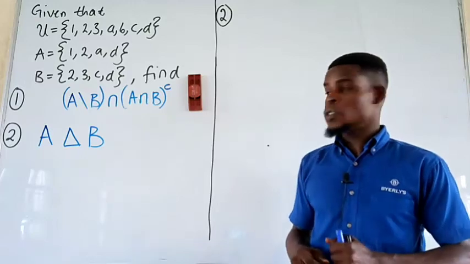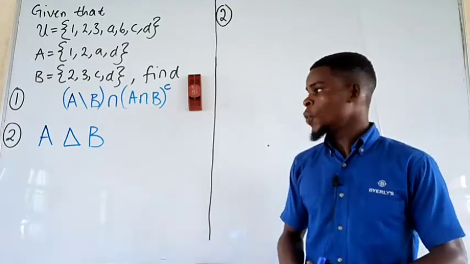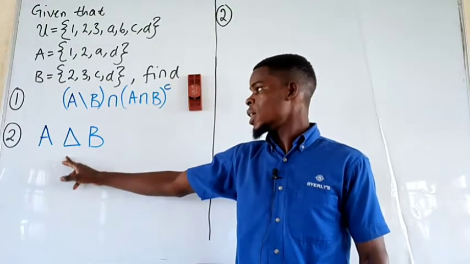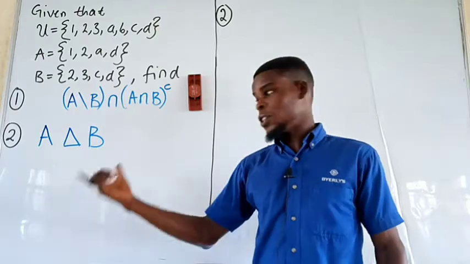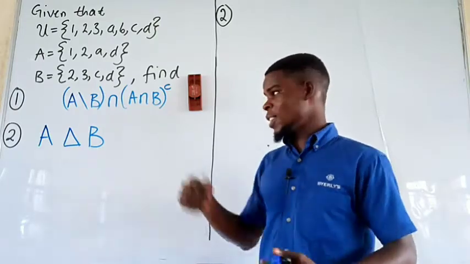All right, now here we are ready to answer the second question. So we just go ahead and give a solution to that. When we see this symbol in the middle, it shows symmetric difference. We've treated this in our series of sets. I've talked about most of these things.